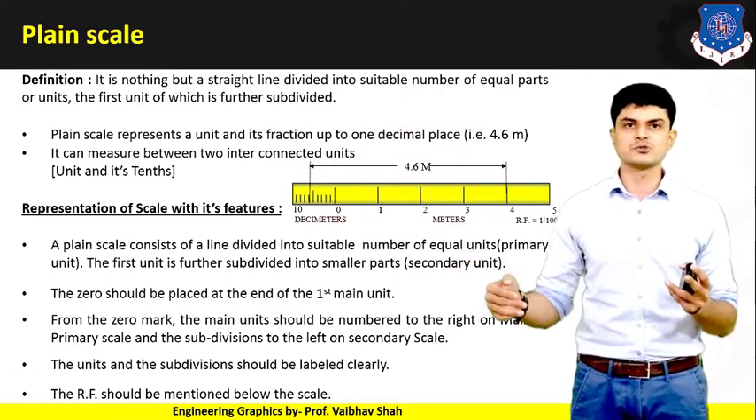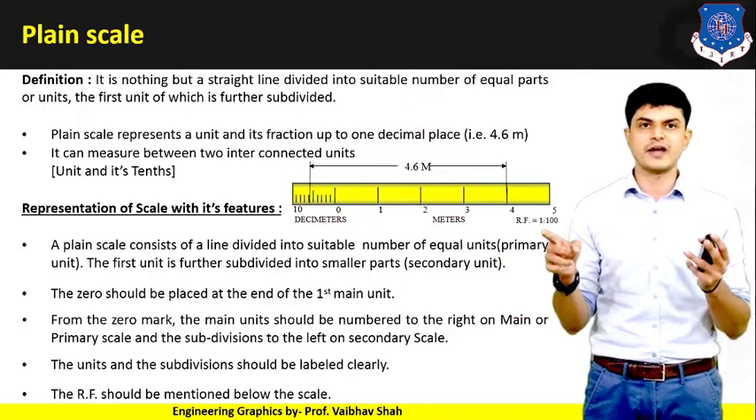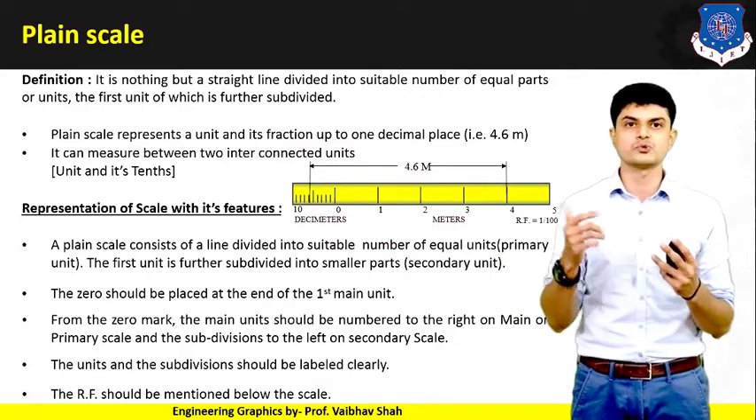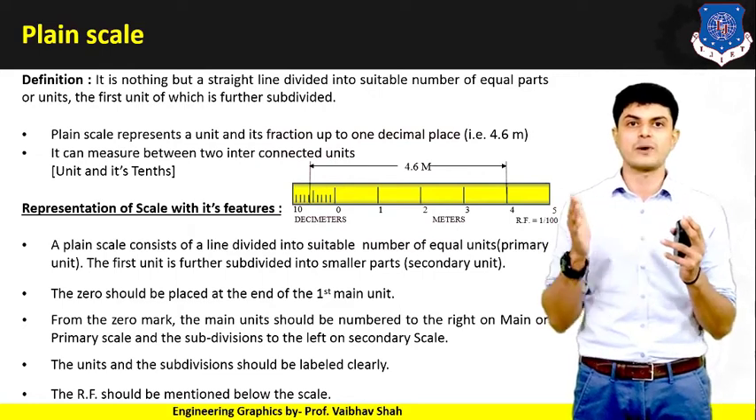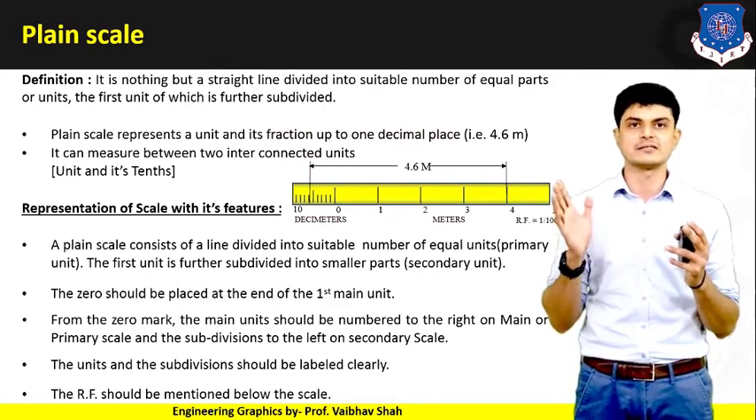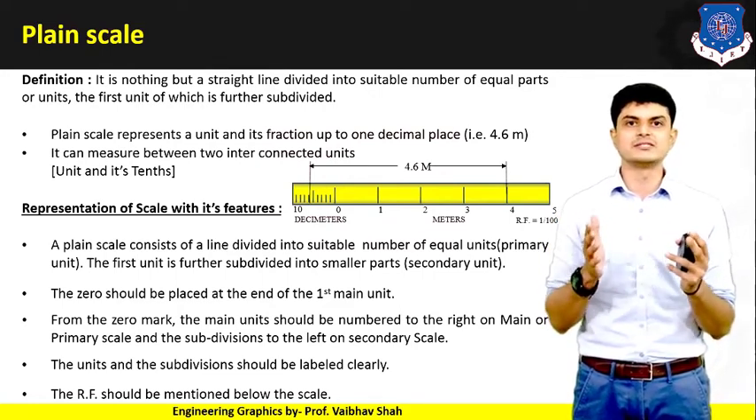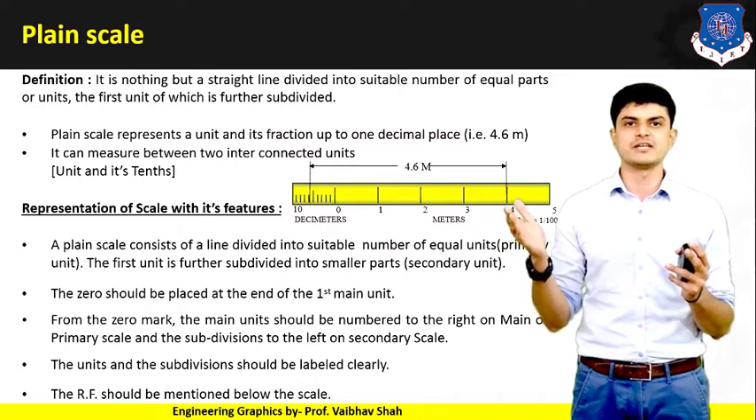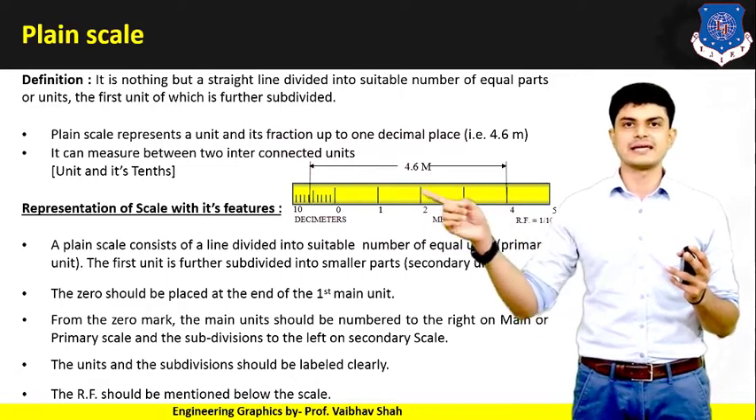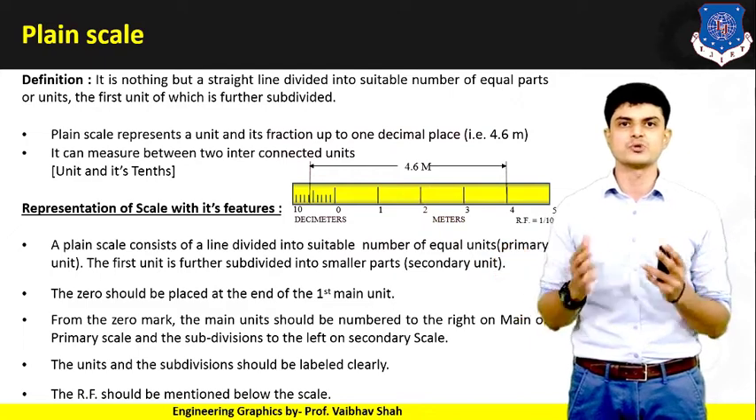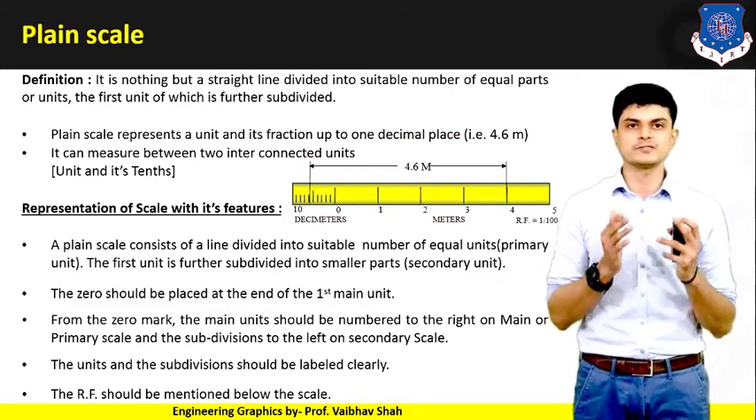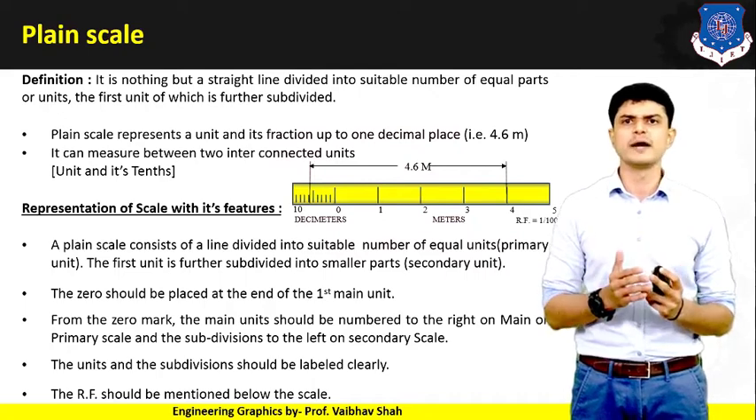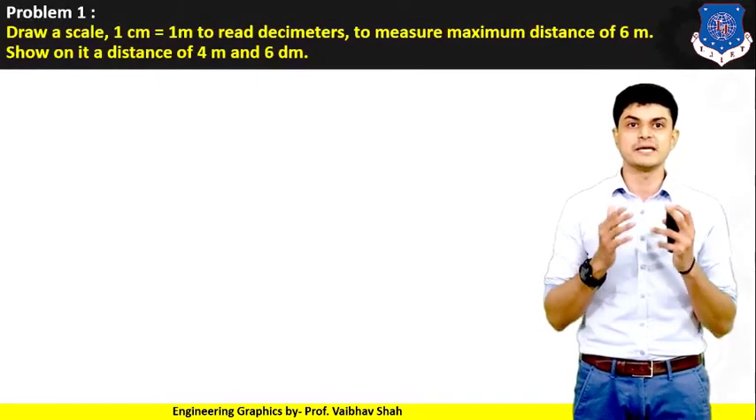After that, we need to show the RF, means representative factor. What scale have we used to draw this scale? We need to specify RF always on the right hand side corner of your scale like this. After that, we'll show the dimension which we need to plot in this scale, like this, 4.6 meters. So you can plot the dimensions afterwards. This is the basic terminology of the scale. Now let us move ahead and see one example based on the scale.